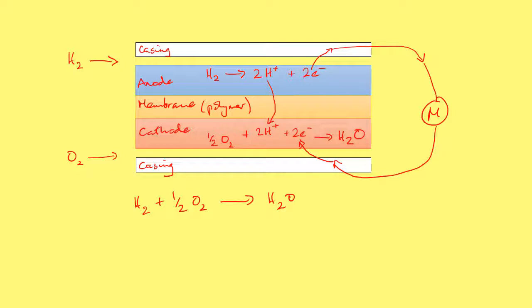And the important part is that instead of creating heat in an exothermic reaction, we've created electricity by using this membrane to selectively allow hydrogen ions through, but not the electrons. And so the electrons have to go around a circuit and in the process do some work in an electrical motor. Okay, so that is an acidic hydrogen fuel cell.